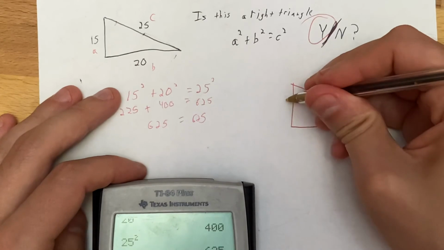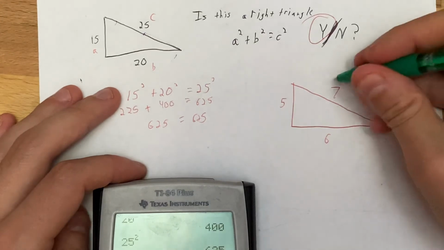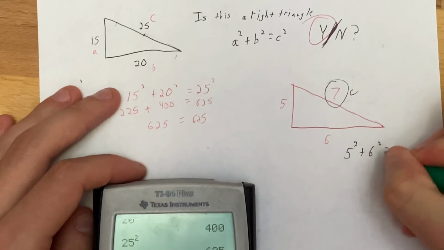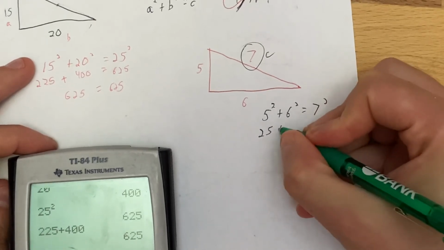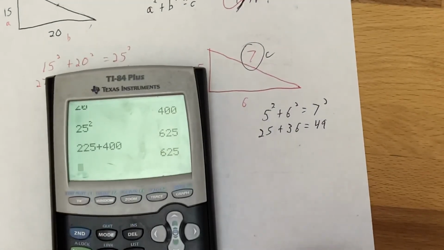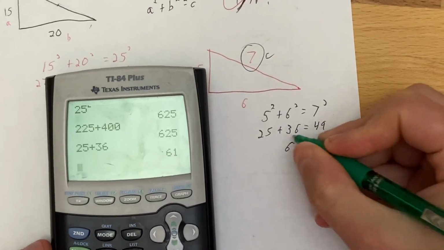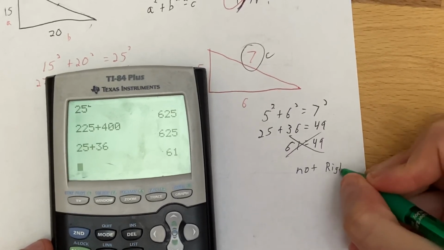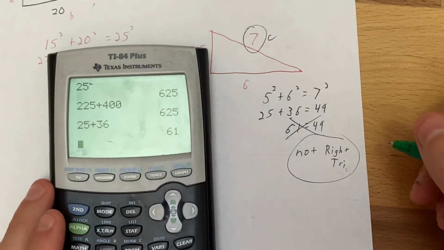Let's say that this is 5, 6, 7. Once again, this is the biggest one, so that has to be C. So I would do 5 squared plus 6 squared equals 7 squared. And you'd have 25 plus 36 is 49. In which case 25 plus 36 is 61, not 49. So it is not a right triangle. I'm just going to do right, okay. And there you go. Okay.